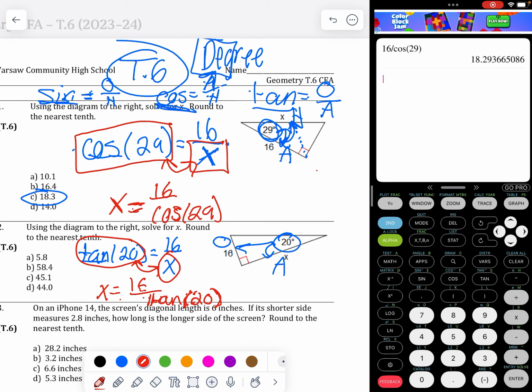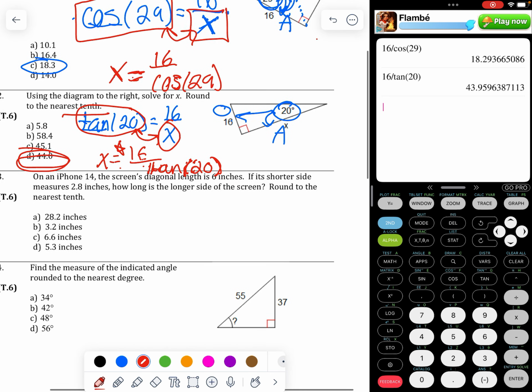In the calculator, we're going to put the first number first, the one on top, 16 divided by tangent of 20. 43.46. Which one is it? Looks like it's going to round to D. That's the one it rounds to, the nearest tenth, which would round the 0, which would make that 3 a 4. Okay? Awesome. If you have any questions, again, just come up to me and we can talk about it later on, right?